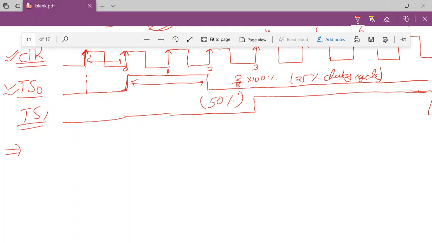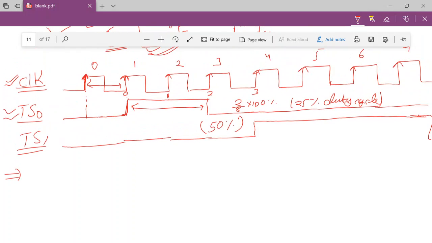In the next case, what will happen? First of all, let me discuss the frequency of TS0 and TS1. Suppose the frequency of this clock signal is f. In that case, the frequency of TS0 is f by 8, right? And TS1 is again f by 8. That means the frequency is the same for both signals. The duty cycle is different. Now we will discuss in the next application how we can change the frequency.